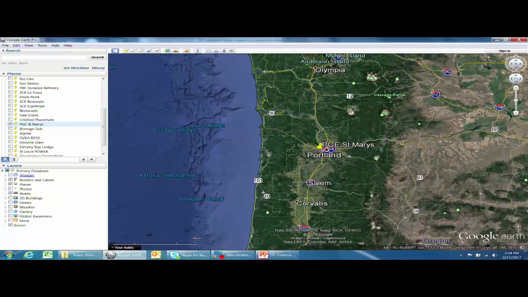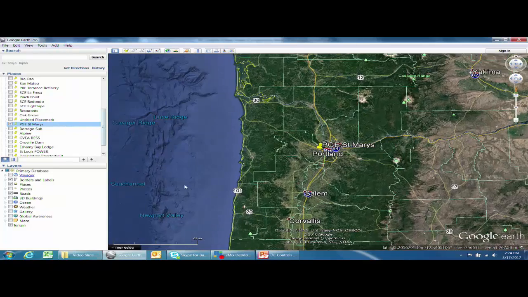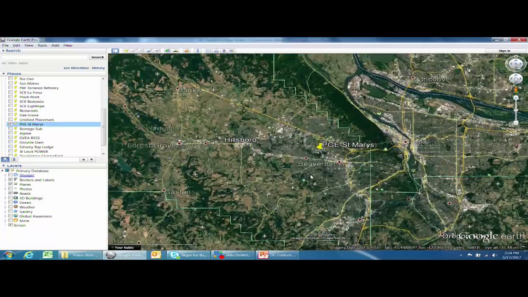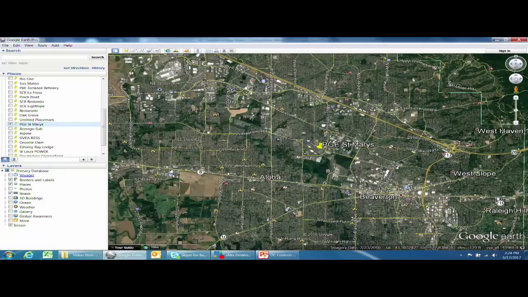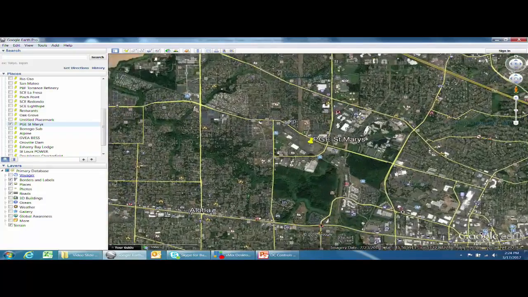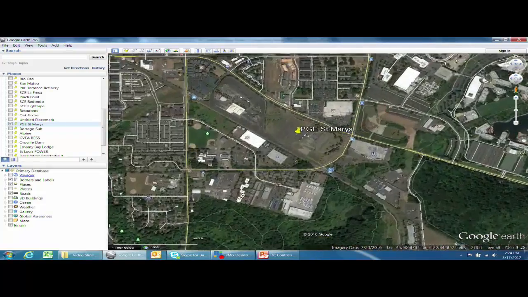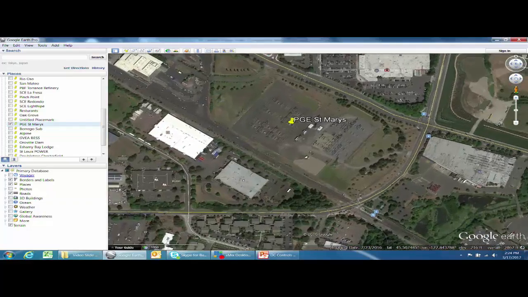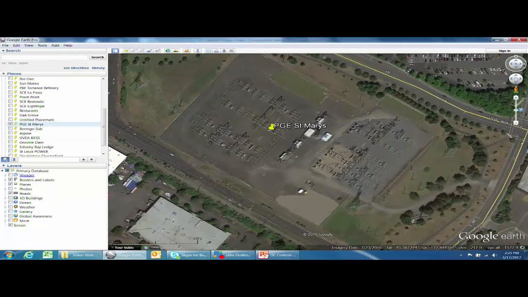and this is the greater Portland area. And over on the west side of town, the main source within Portland General Electric's system is St. Mary's Substation. I'm zooming in on it right now. And what you'll see if you look closely is, in the middle, three big transformer banks, each of them about 250 MVA. You have a control building right here.